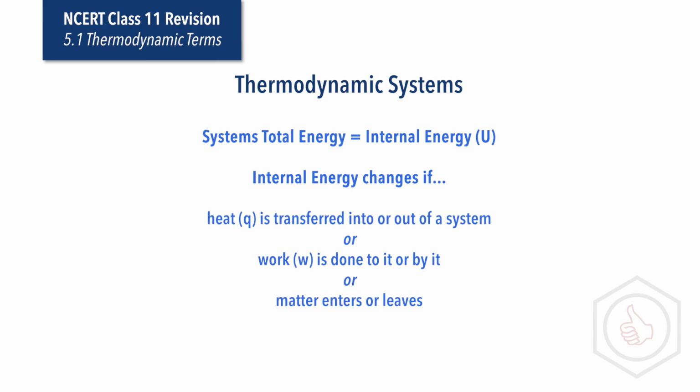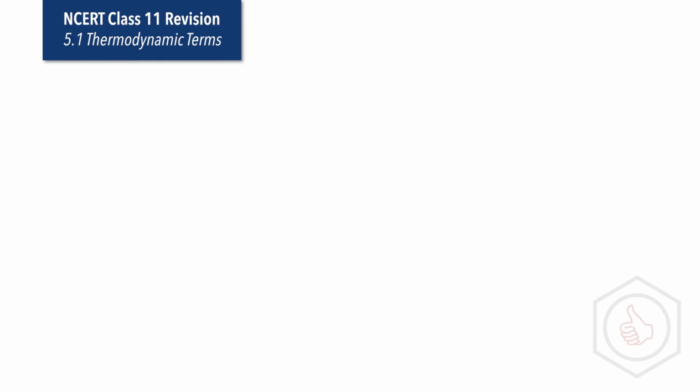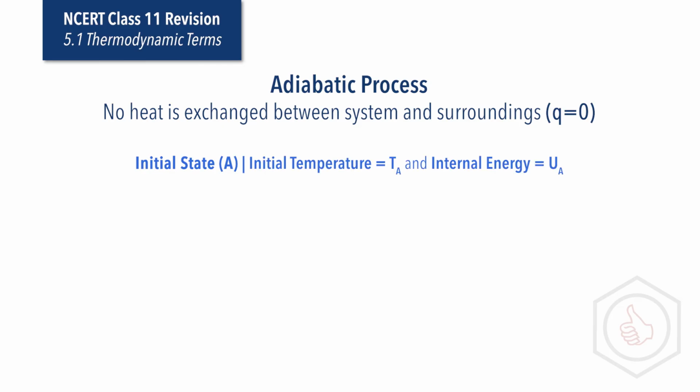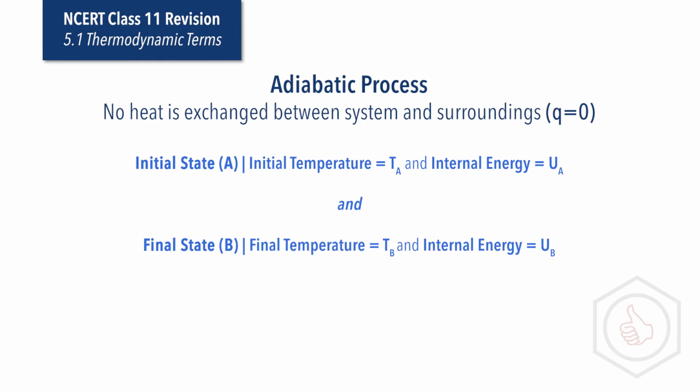To understand how work affects internal energy, consider an adiabatic system. An adiabatic process is one where no heat is exchanged between the systems and the surroundings, so Q equals 0. An initial state of A is given by temperature TA and internal energy UA. The final state will be given as temperature TB and internal energy UB. This means the change in internal energy will be delta U equals UB minus UA.